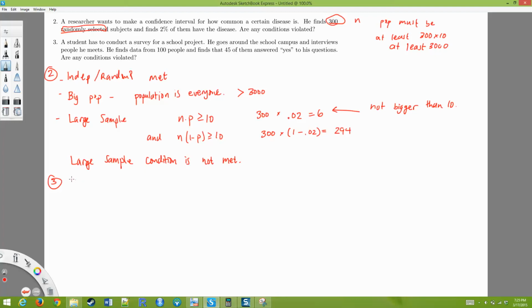Okay. So, independent random, is that met or violated? Violated. It just says he goes around school campus. Okay, so this is violated. Let's check the other ones just to be sure.